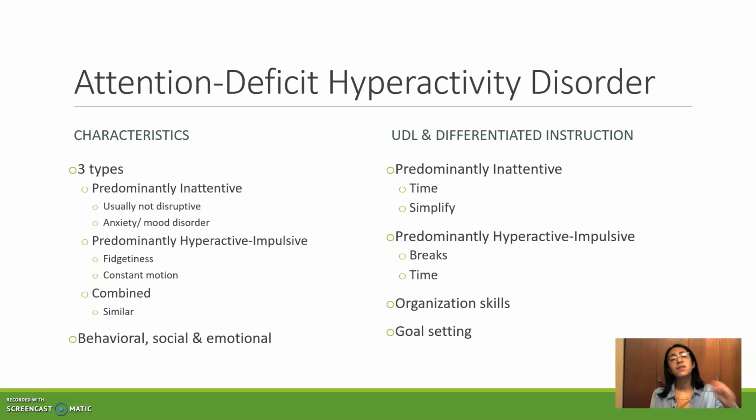Students who have attention deficit hyperactivity disorder, there are three types of ADHD. We have predominantly inattentive, which are students who are usually not disruptive and have anxiety or mood disorders. And then we have predominantly hyperactive impulsive, which are students who fidget a lot with their hands, with their feet, and they have to be in motion. They have to be up. They cannot stay seated for long periods of time. And then the third type is the combined type, which is a combination of both of the ones mentioned previously.